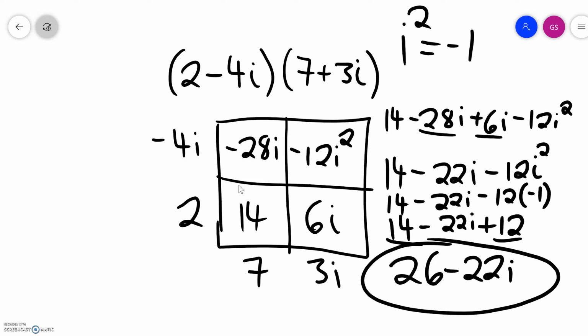I think there's two things you kind of want to keep in mind. One is a box kind of helps you organize your multiplication. And then secondly, just reminding yourself that, oh, okay, that i squared is going to end up turning into a -1.